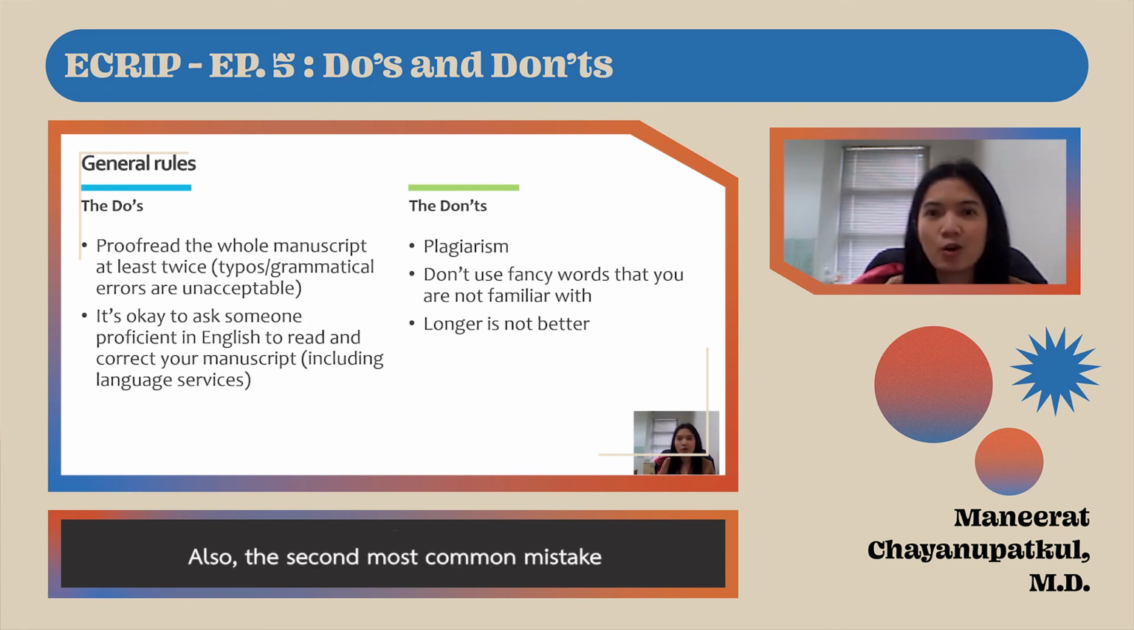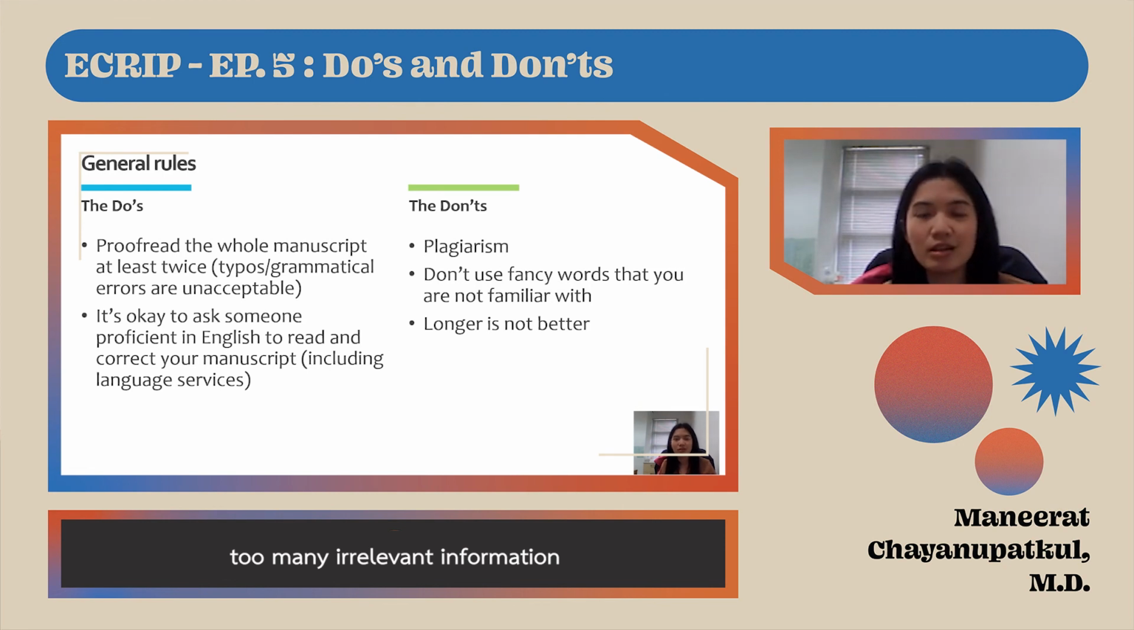Also, the second most common mistake that Thai people make is that we think the longer is the better. That is actually not always true. This means two things. Your research paper should be within the word limit of the journal, and also writing a long paper with too much irrelevant information is not actually good. So make it concise and understandable, easier to read in an orderly fashion. Those are better than writing long articles that actually mean nothing.